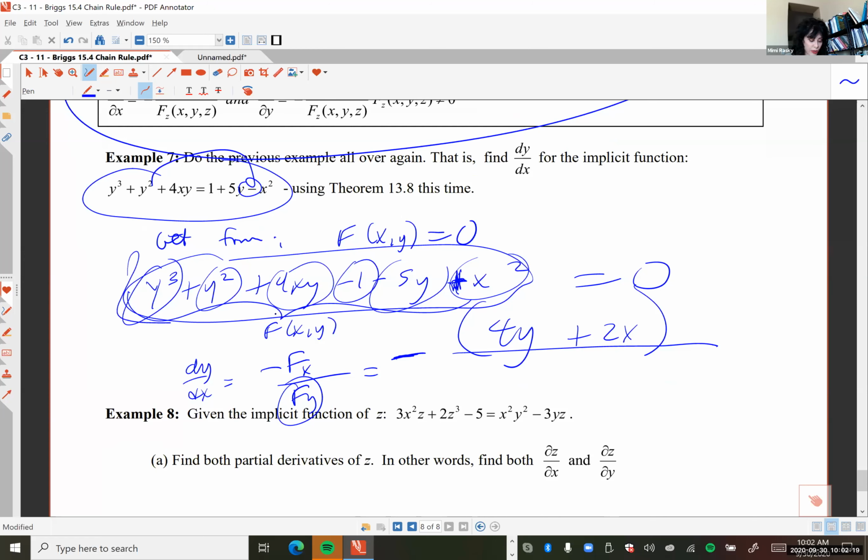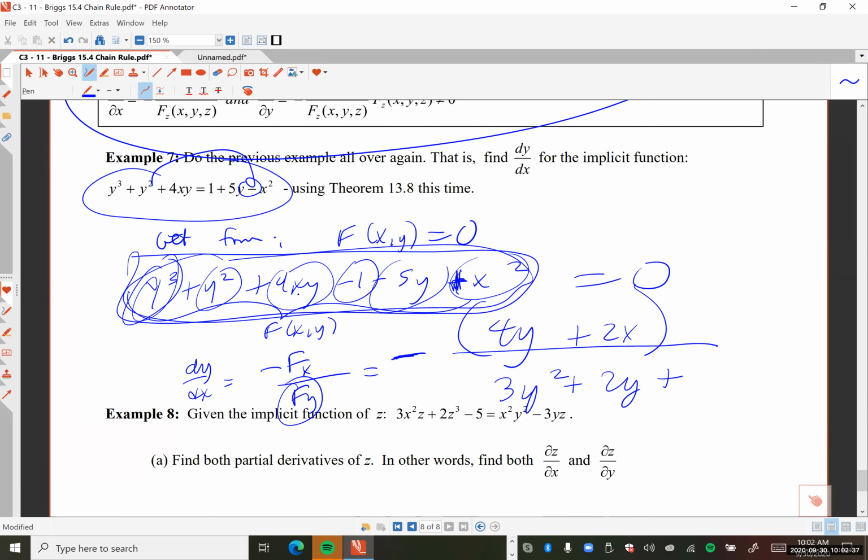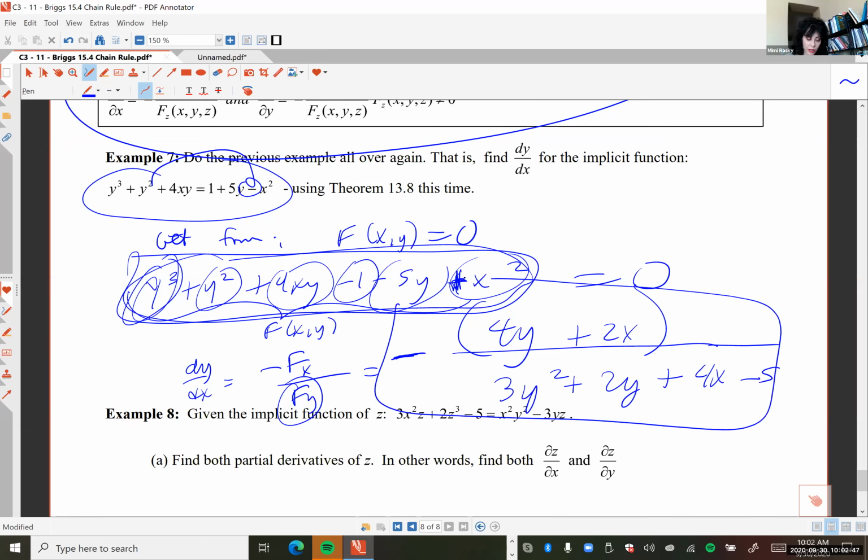So you're going to take the derivative of this big old function again, only this time with respect to y. So hold x constant. Okay, the derivative of y cubed with respect to y is? 3y squared. Plus? 2y. Plus? 4x. And anything else? Minus 5. Very good. And you're done. This is the answer. I'm done.